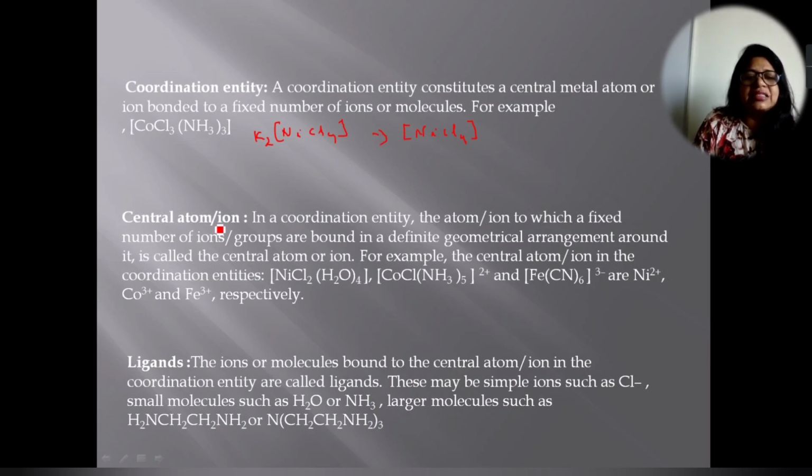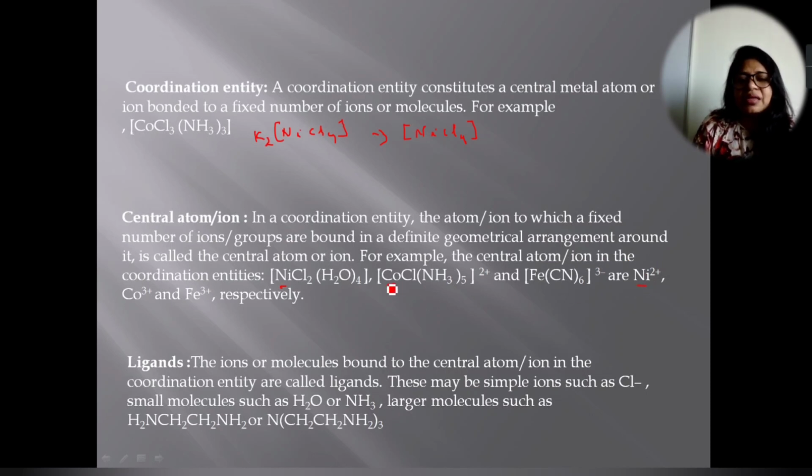Now what is the central metal atom or ion? In this complex, the central metal atom is Ni. In this, it is Ni. If you look at the other example, NiCl2(H2O)4, the central metal atom is Ni. Or if I say in the form of ion, it is Ni2+.